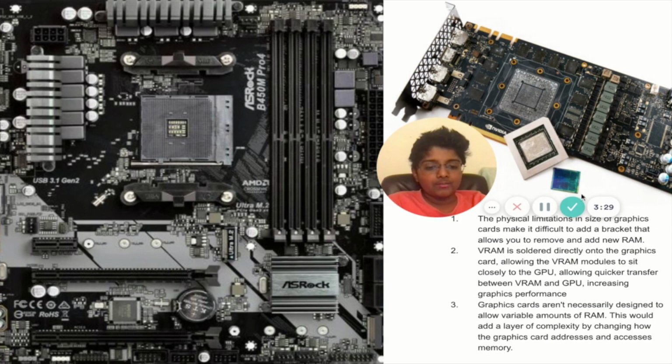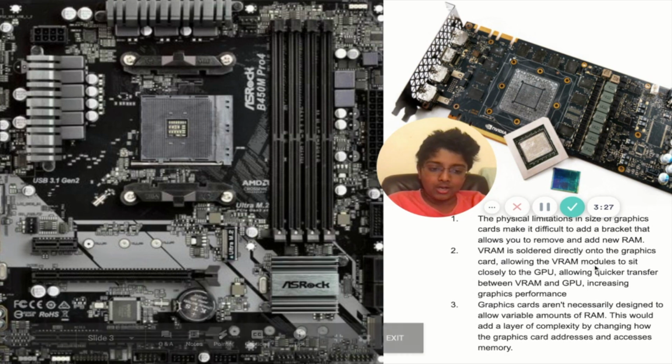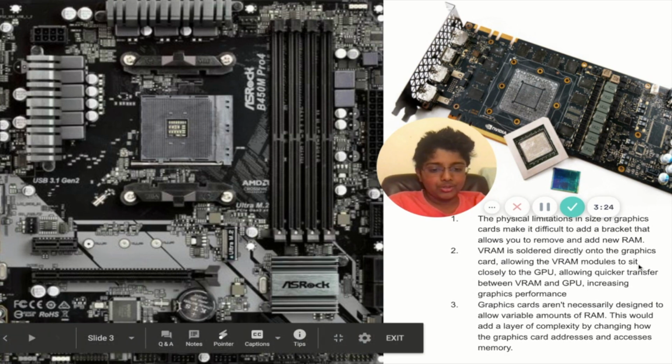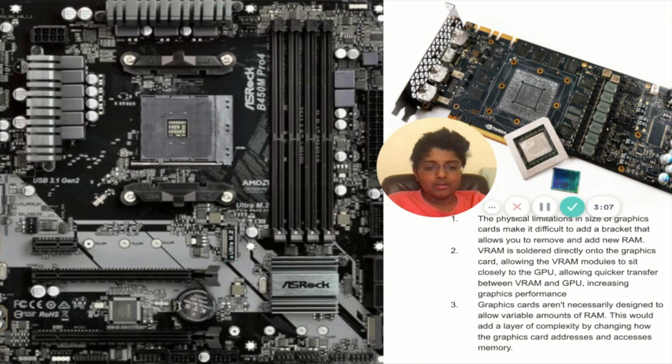The second reason is that the VRAM is directly soldered onto the graphics card, allowing the VRAM modules to sit closely to the GPU, allowing for quicker transfer between VRAM and GPU, increasing graphics processing performance. Well, like I said, what this basically means is, let me show you an example. Let's say you have an arm, okay? It's connected directly to your body.